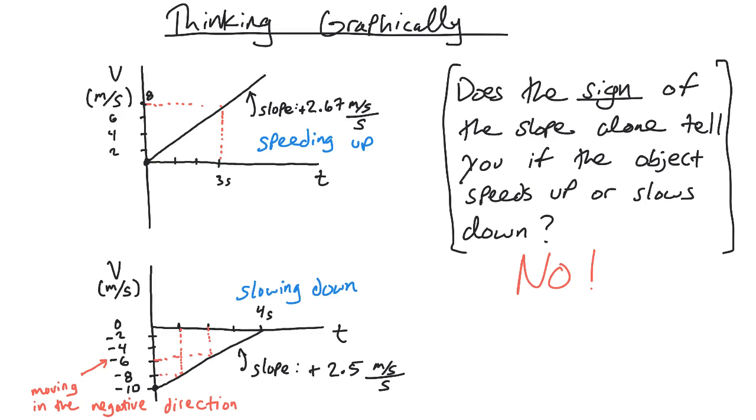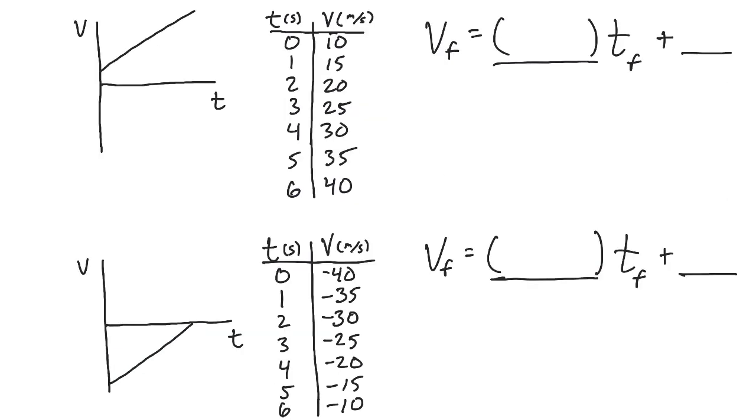All right, hopefully you got it. And the answer is no. The sign alone does not tell you if the object speeds up or slows down. Here in the top case, we're speeding up. In the bottom case, we're slowing down. But in both cases, we have a positive slope value. The number here is plus 2.67 meters per second for every 1 second, and here it's plus 2.5 meters per second for every 1 second. So they both have positive slope values, but one is speeding up and one is slowing down.